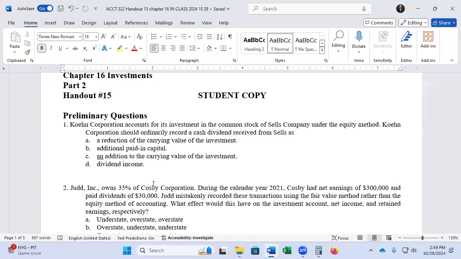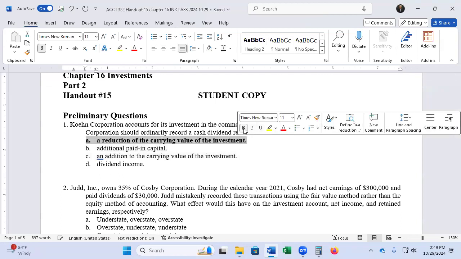Okay, so let's go ahead and go over these. Cohen Corporation accounts for its investment in the common stock of Sells Company under the equity method. Cohen Corporation should ordinarily record a cash dividend received from Sells as, and this one is a reduction in the carrying value of the investment.